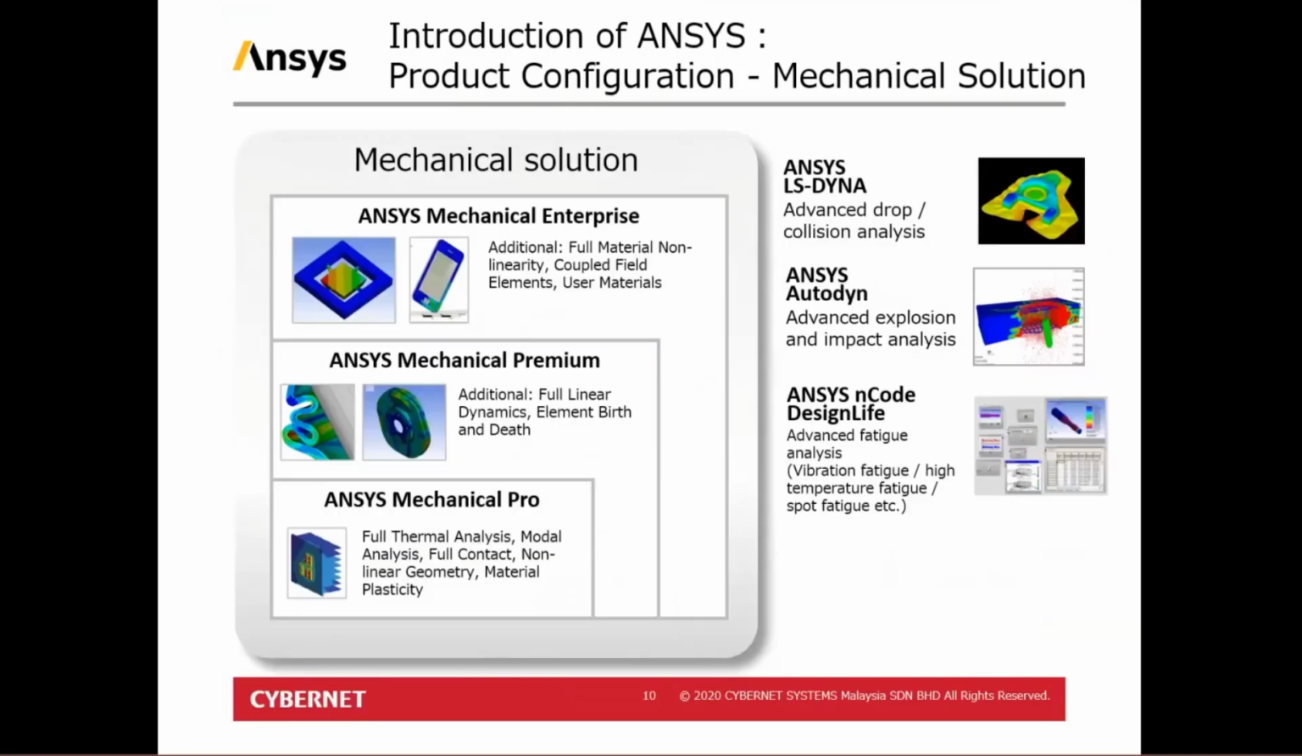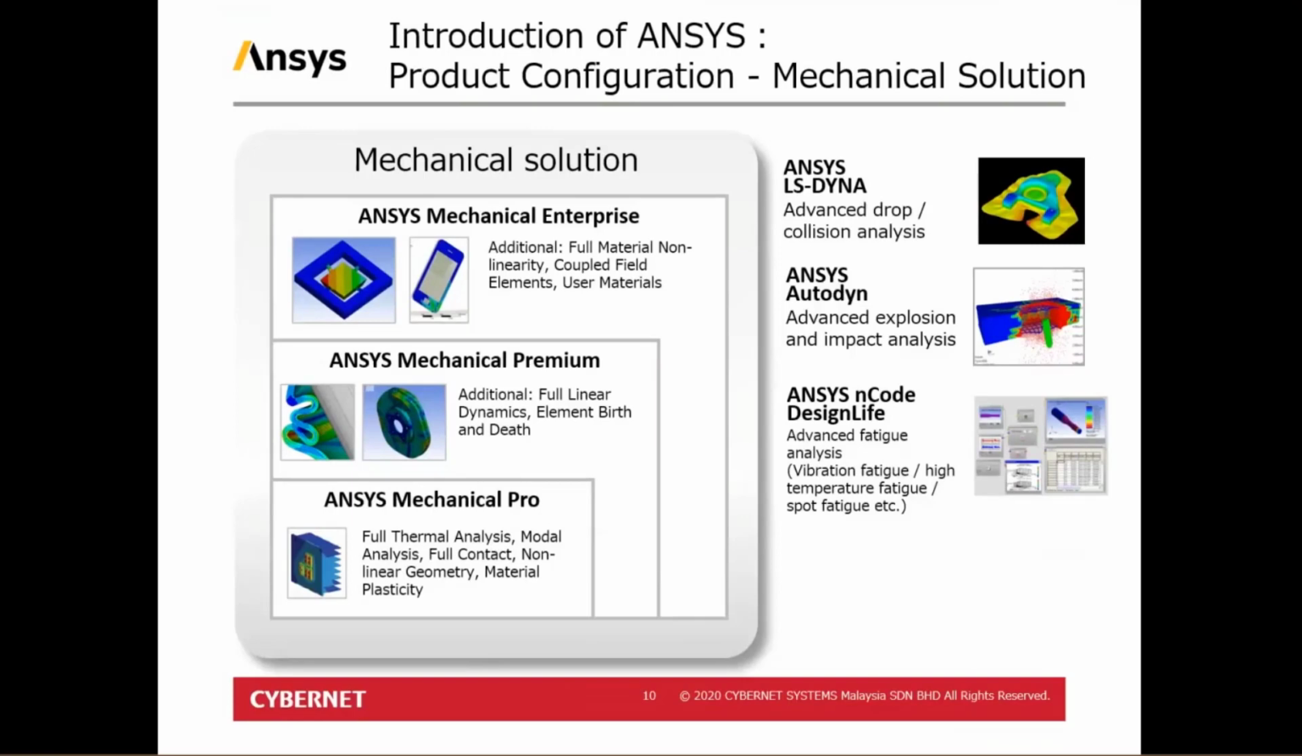Now let's get into more details on mechanical solutions. Basically, there are three types of licenses of ANSYS Mechanical. Now, in simple terms, the licenses of these solutions depend on the complexity of a certain need for analysis and simulations. Now, the highest license provides the most access to different types of analysis and simulations, while the entry-level license gives you enough access for the general purpose analysis.